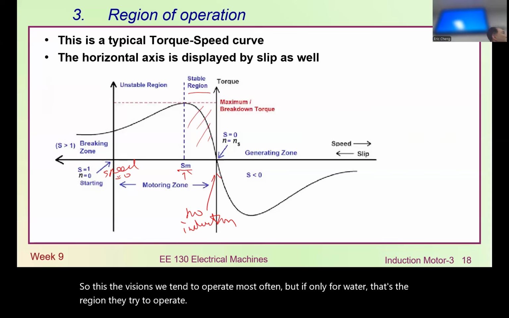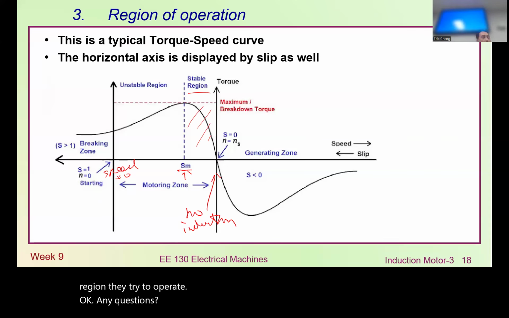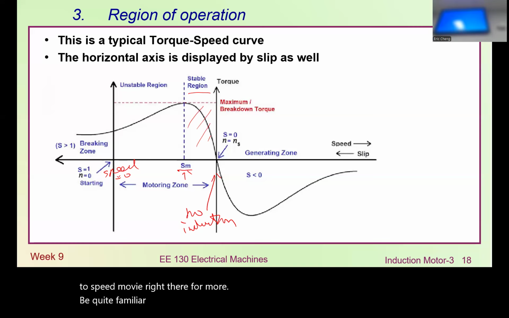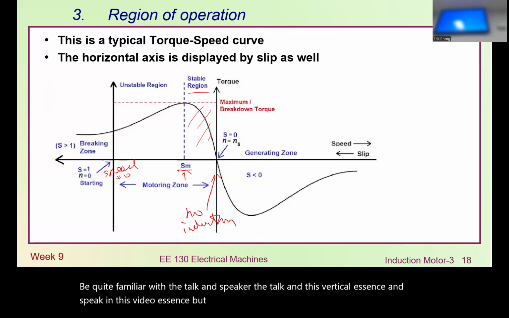Okay, any question? So the curve is also quite special. You can see that in here, we tend to use the speed. So the speed will be like that. We're quite familiar with the torque and speed curve, the torque on this vertical axis and the speed on this horizontal axis. However, modern people try to use the slip, as we mentioned before.